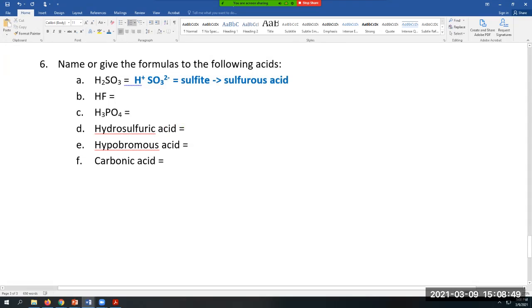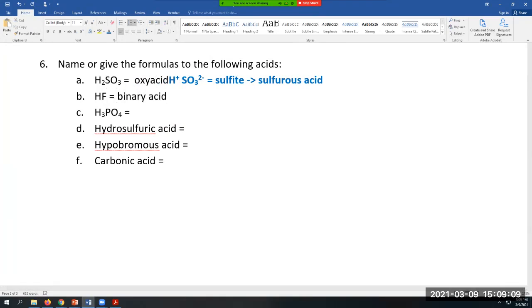Now HF. I told you we need to decide, do we have a binary acid or an oxyacid? Here you have only one non-metal. So that's what we call a binary acid. Let me write above here that we had an oxyacid. So it's a binary acid this time because we have only one non-metal and then H plus. It's made of H plus and then F minus. F minus is the fluoride.